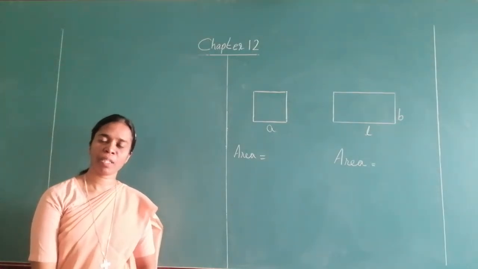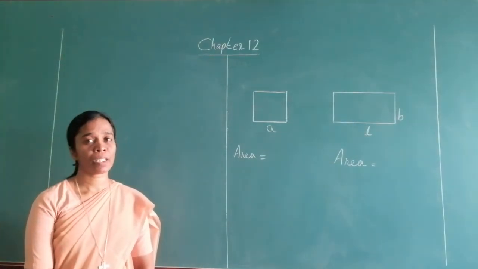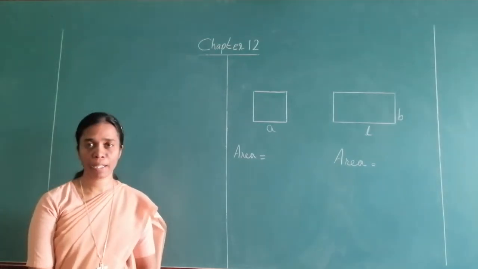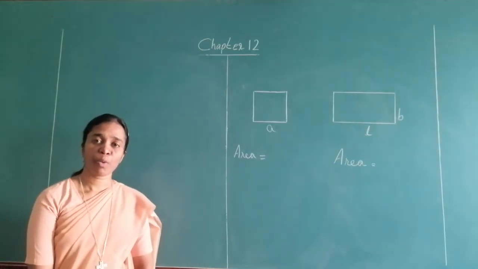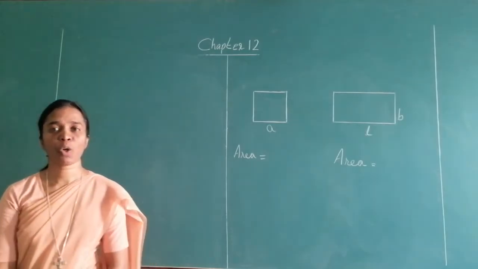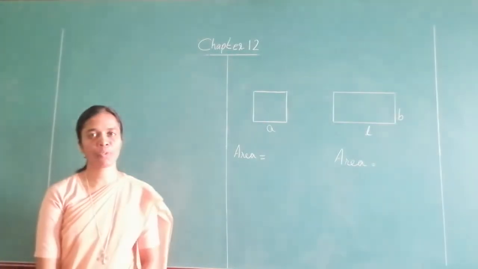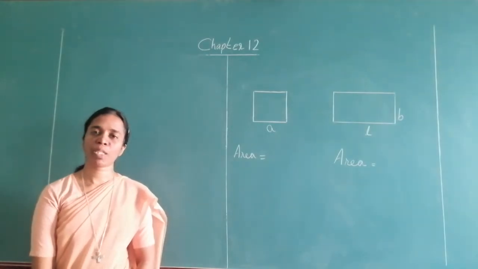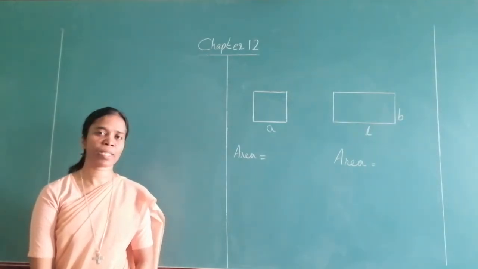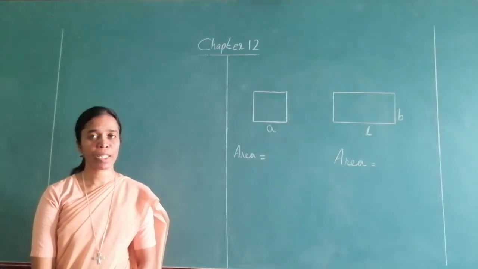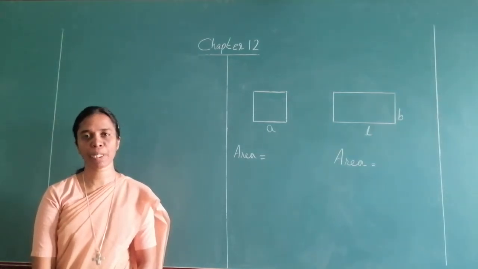What is perimeter? Perimeter is the length of the boundary line. How do we find the perimeter? Sum of the length of all the sides. That is how we get the perimeter. And for a square, we have a particular formula, 4a. And for a rectangle, we have 2 bracket L plus B.